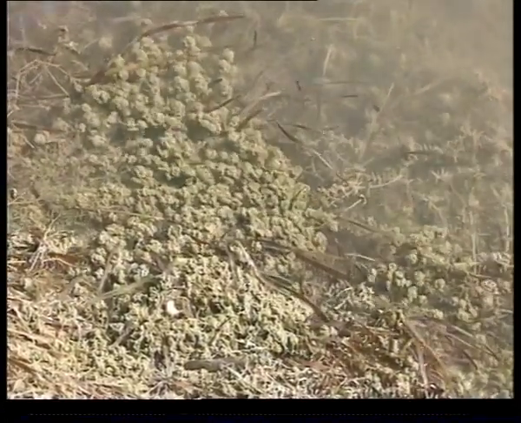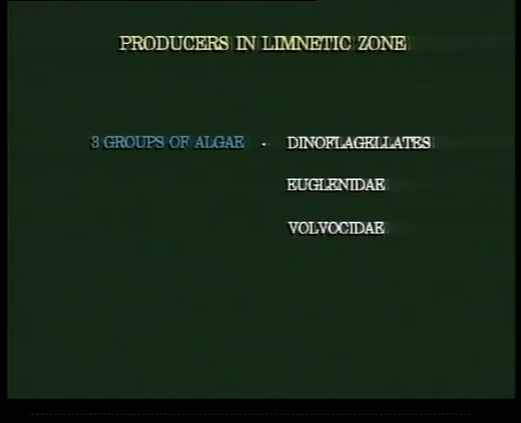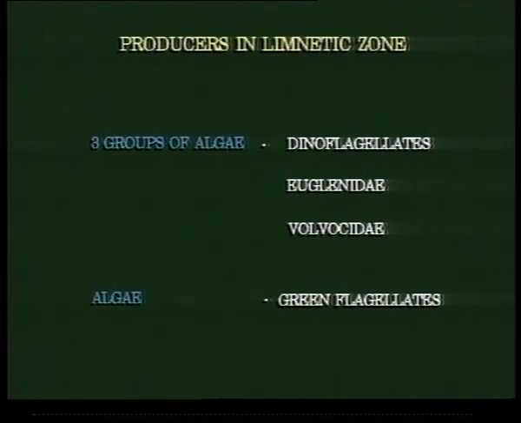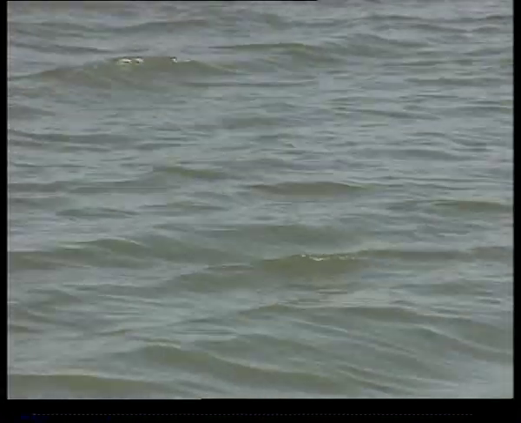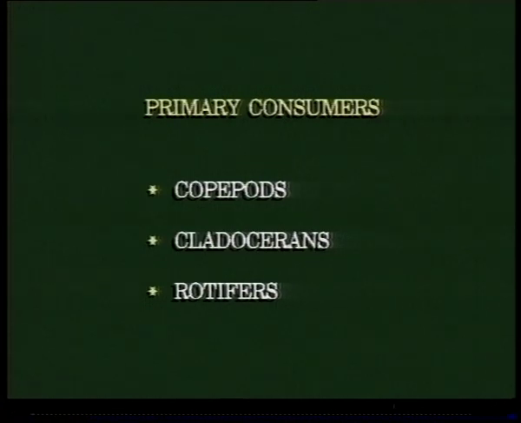In the limnetic zone, the producers consist of algae of three different groups, chiefly the dinoflagellates, euglenidae, and volvocidae, and algae like green flagellates. The primary consumers in this zone consist of species of copepods, cladocerans, and rotifers, which are exclusively herbivorous. The top consumers are some freshwater species of fishes.